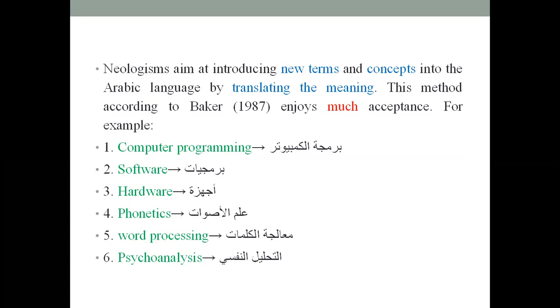So, neologisms means the meaning rendition, or translating only the meaning. This strategy is more acceptable than revival because it is easier to use and to be understood by the public, and so on. For example, computer programming can be rendered as برمجة الكمبيوتر. Word processing معالجة الكلمات.